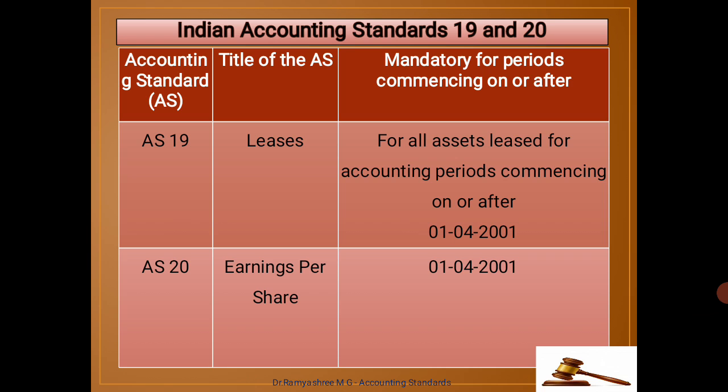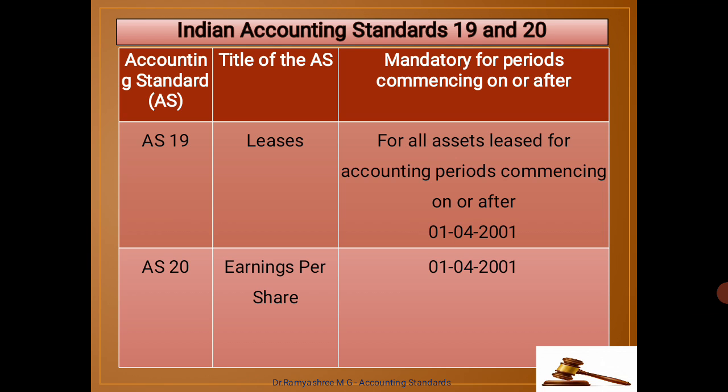This statement should be applied to all the leases other than the lease agreement to explore for natural resources, licensing agreements to use lands. In other words, this standard applies to agreements that transfer the right to use assets even though substantial services by the lessor may be called for in connection with maintenance of such assets.